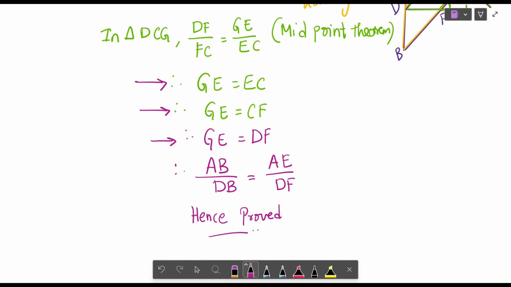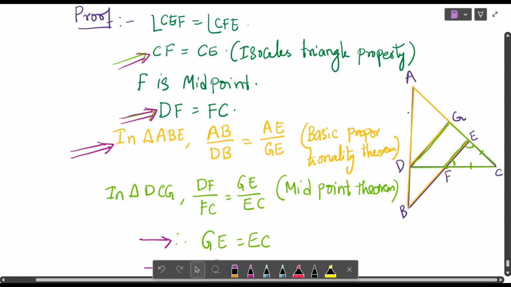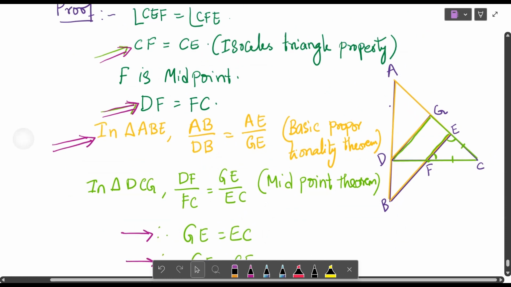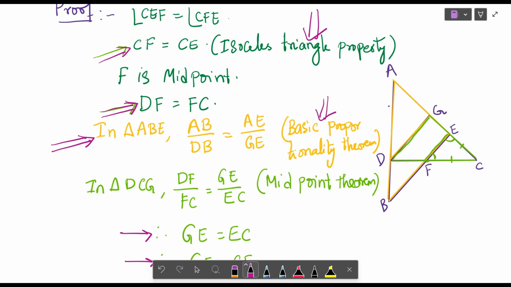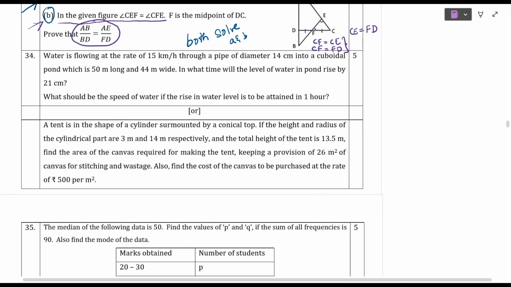Very, very easy. Just the basic part what is needed here. The basic part, that is isosceles triangle property, basic proportionality theorem and midpoint theorem. If you recall all these three theorems, it is very, very easy to prove whatever is given for us from the given part. Okay. Next question, students.